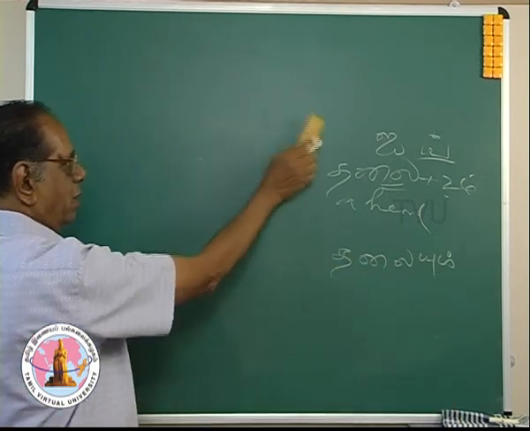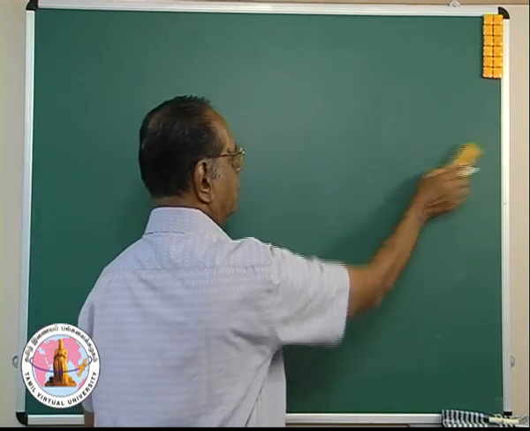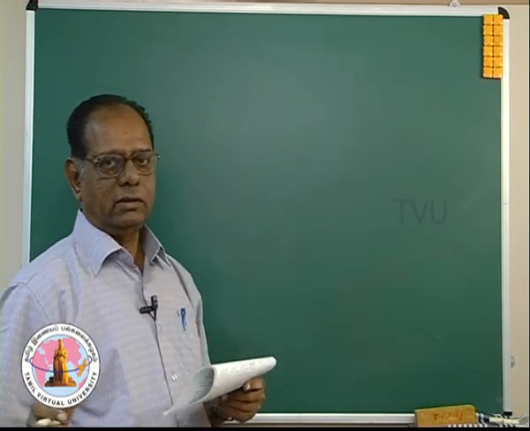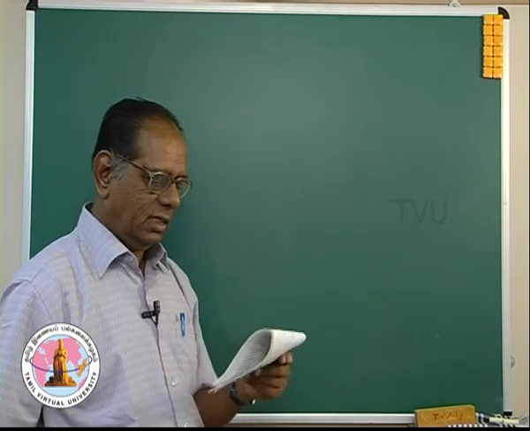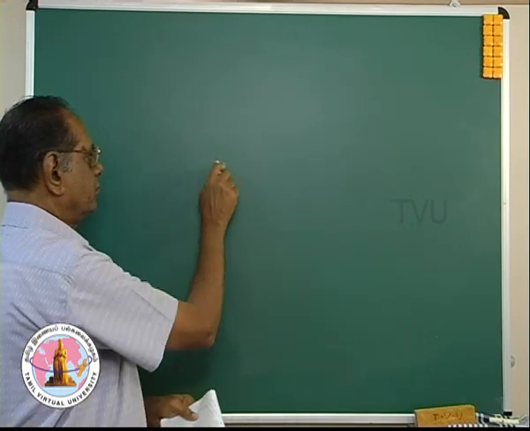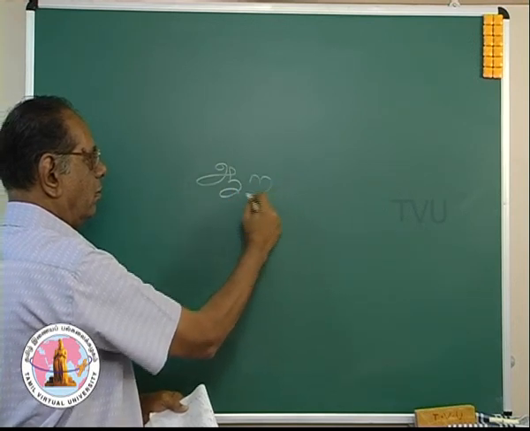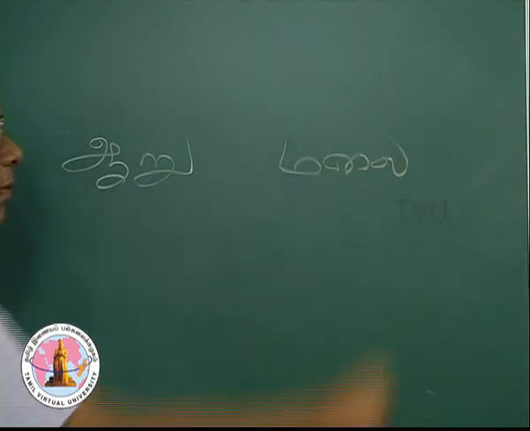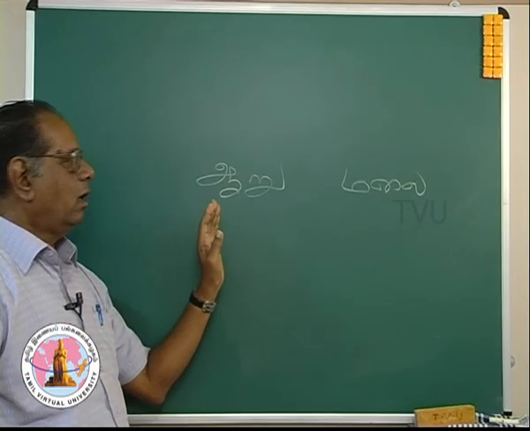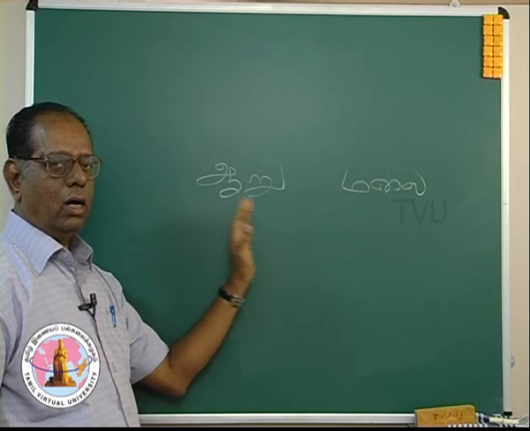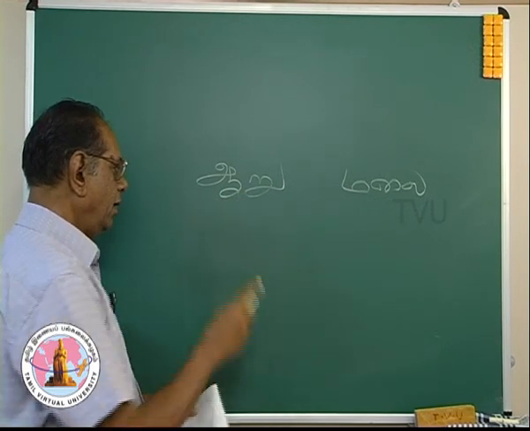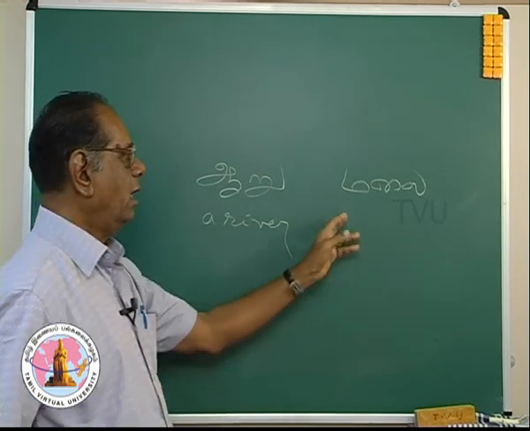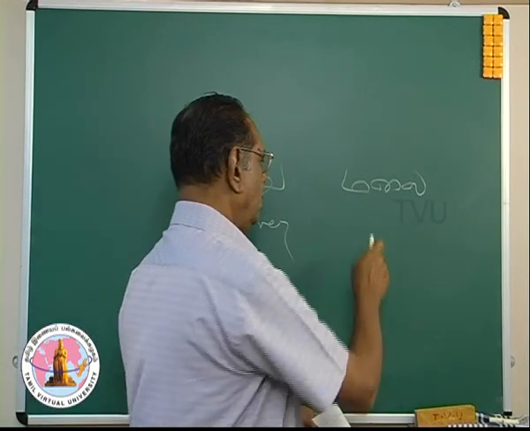Let me have one more example. I want you to be thorough with these fundamentals, so that you will be able to read any text easily and understand. What is this? Aru, meaning a river. Malai, meaning a mountain.